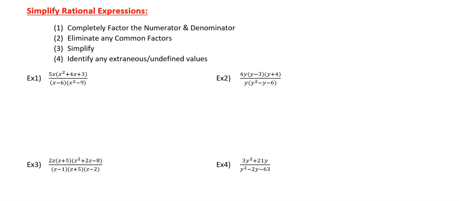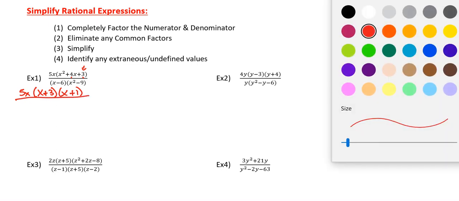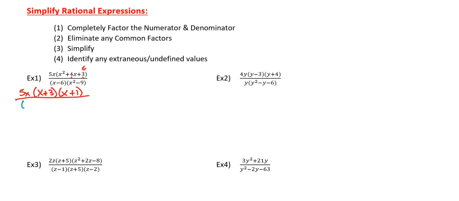With the numerator, we have the 5x already factored. What's left is like the B factoring that we reviewed at the beginning. We look for factors of 3 that add to give us 4. So this is going to be x plus 3 and x plus 1. On the bottom, the x minus 6 is already factored. And then this is the difference of squares. This is the D type of factor. So it's going to be x plus 3 and x minus 3.